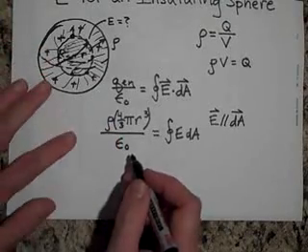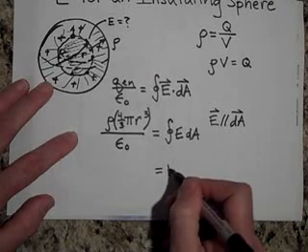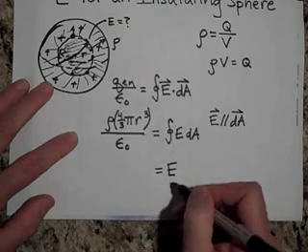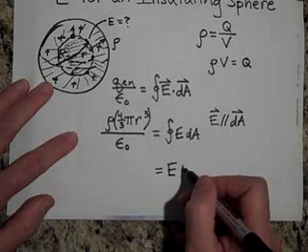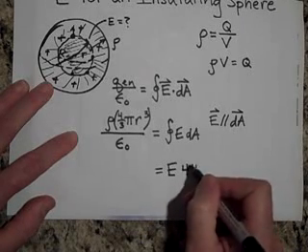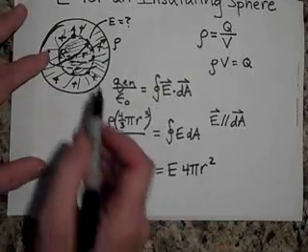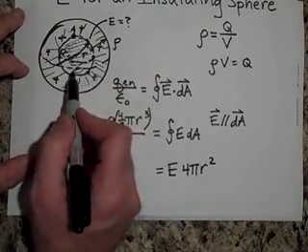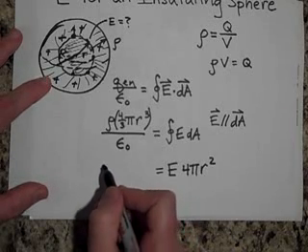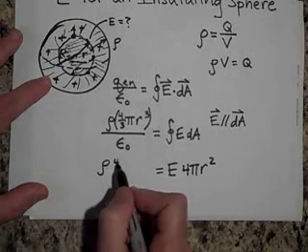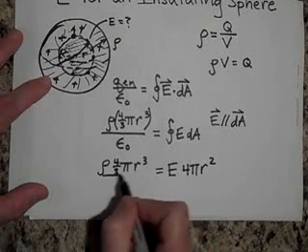And so when I pull the E out and sum up all the dAs, I get 4 pi little r squared. When you sum up all these little dAs around your Gaussian surface, you get 4 pi little r squared. And that's equal to rho times 4/3 pi r cubed over epsilon naught.